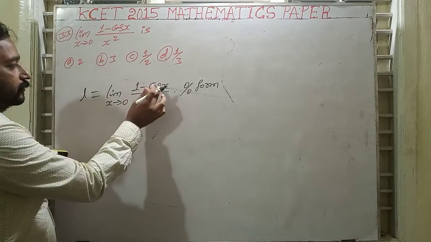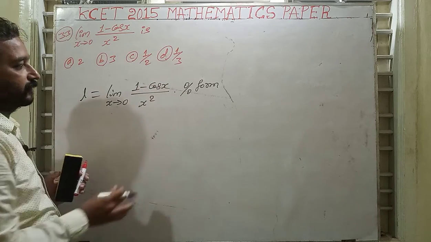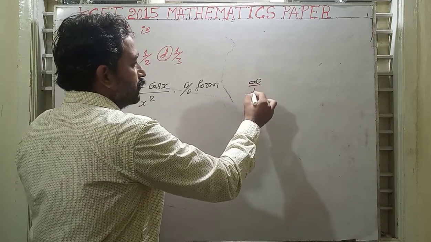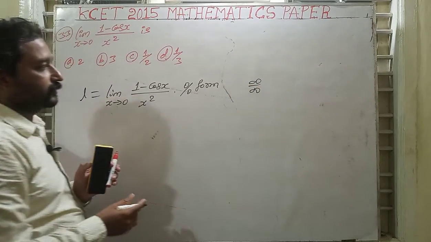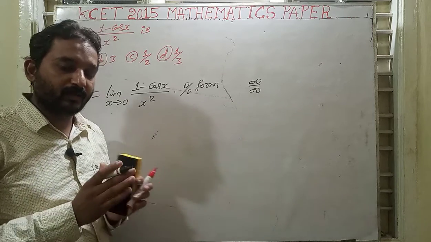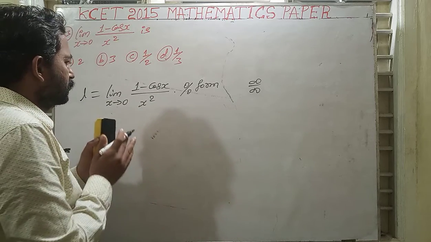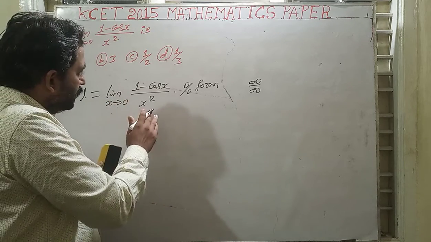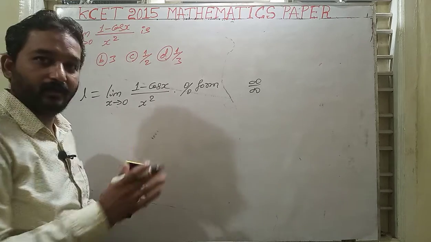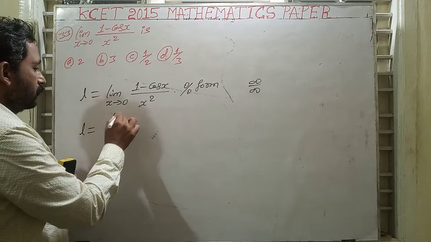Put x equal to 0: cos 0 is 1, 1 minus 1 is 0, and x square is 0, so it is a 0 by 0 form. These types of 0 by 0 form or infinity by infinity form problems are solved using the L'Hospital rule. What is the meaning of L'Hospital rule in this case? L'Hospital means differentiate the numerator and the denominator separately until the 0 by 0 form is removed. Okay, so now start with the L'Hospital rule.